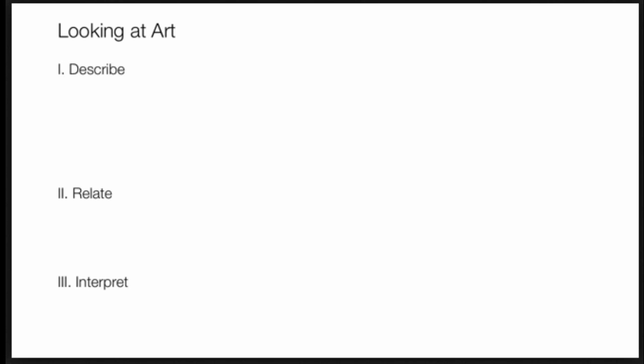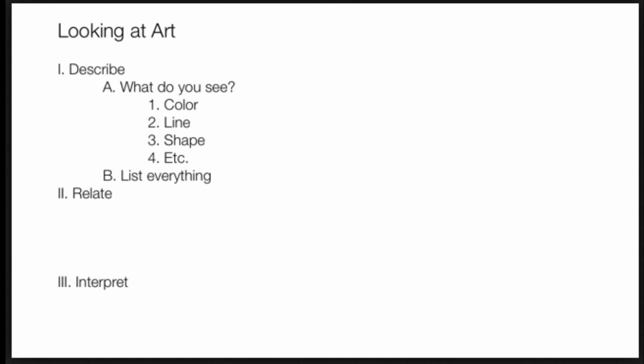In the describe step, we are supposed to first answer the question, what do you see? So this is the first supporting idea. When answering this question, we're supposed to focus on all those elements of a work: color, line, shape, and so on. So these are the details. Now after answering the question, we're supposed to make a list. This is the second supporting idea, so we'll label it B and place it next.